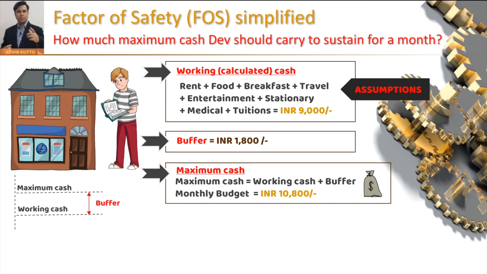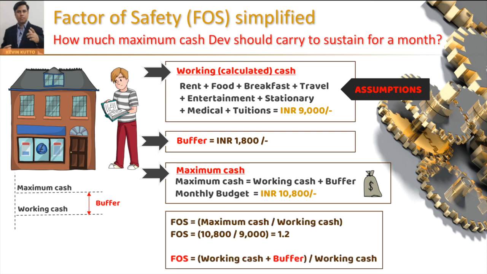So let's understand what is the formula for factor of safety. Factor of safety is nothing but the maximum cash divided by working cash. So working cash he got here by calculation, maximum cash he got by adding these two, right? So in our case, factor of safety is 1.2. Maximum cash is working cash plus buffer.